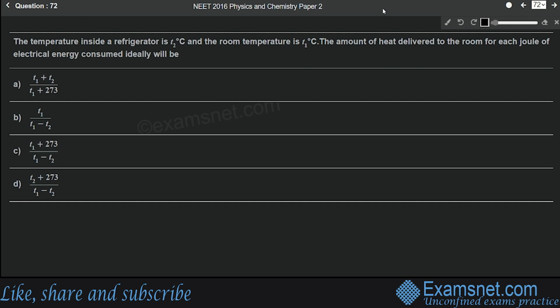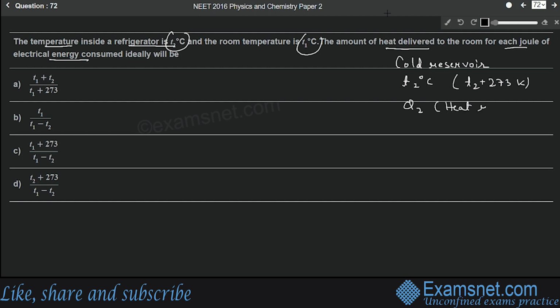Question number 72 is from the chapter thermodynamics, and the question is: the temperature inside a refrigerator is T2 degrees Celsius and the room temperature is T1 degrees Celsius. The amount of heat delivered to the room for each joule of electrical energy consumed ideally will be. Okay, so we have two types of reservoir here. One is the cold reservoir, that is the refrigerator. Here the temperature is T2 degrees Celsius, in Kelvin it will be T2 plus 273 Kelvin, right? And the heat released from the cold reservoir will be Q2. This is the heat released from the refrigerator.